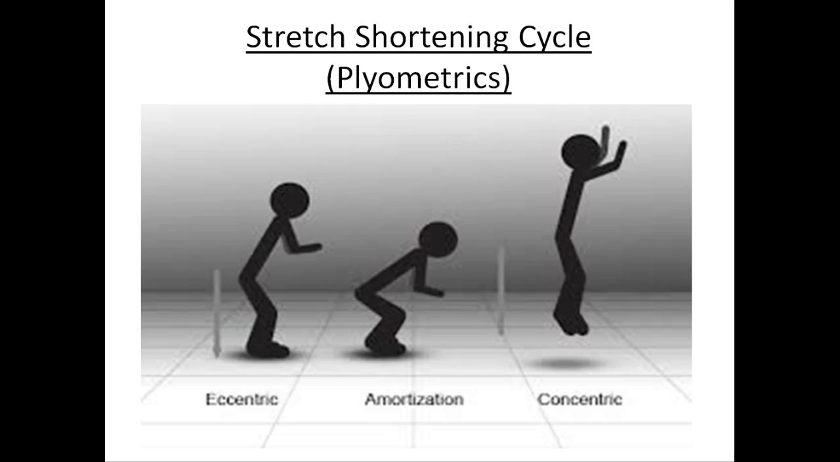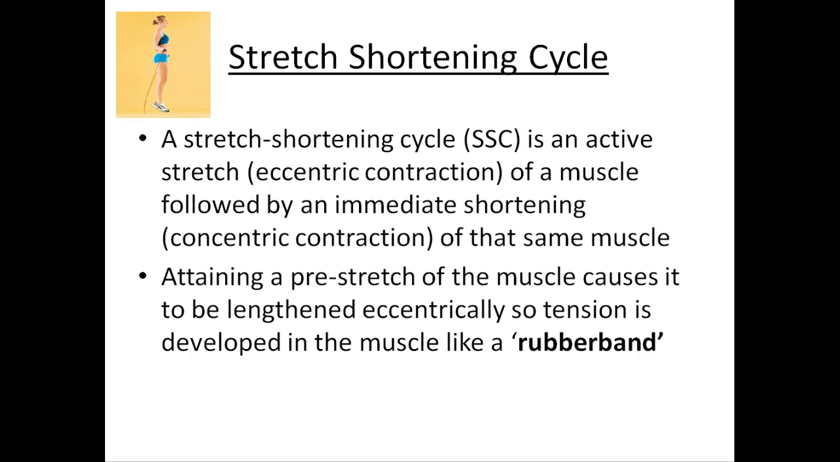Okay, we're on the stretch shortening cycle now, or plyometrics. Here we've got a rapid eccentric movement followed by a very short phase of amortization and then the concentric phase. This is basically a jump. The stretch shortening cycle, here we've got someone skipping, is an active stretch eccentric contraction of a muscle followed by an immediate shortening concentric contraction of that same muscle group, to get that jumping rubber band effect. Attaining a pre-stretch of the muscle causes it to be lengthened eccentrically, so tension is developed in the muscle. This is how the body works, like a rubber band.